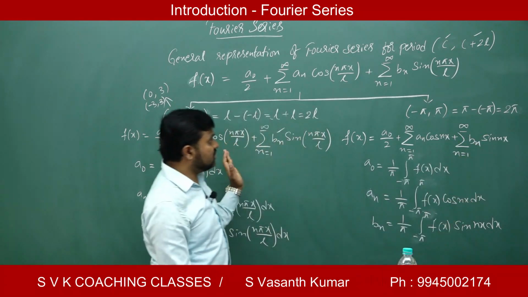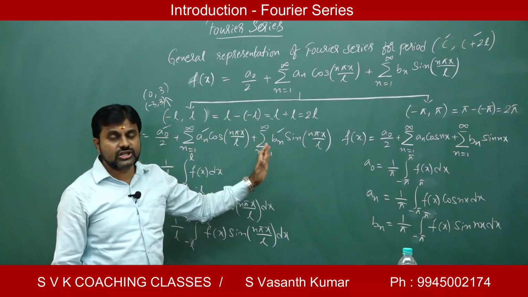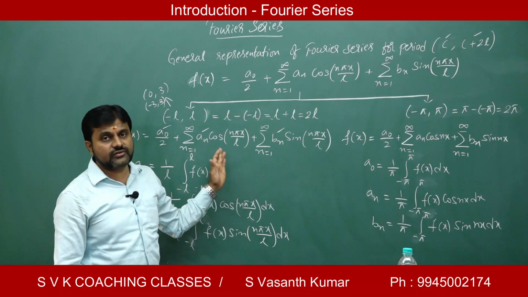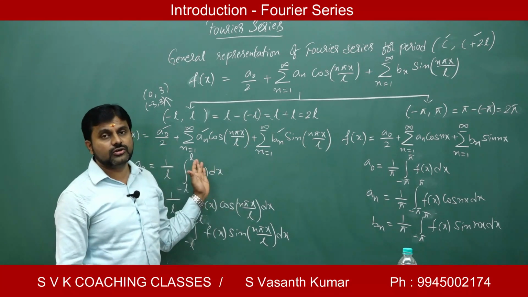That is why it is named period 2L with an arbitrary constant, and here we have period 2 pi. This series is called the full range series. So that's why we are finding Fourier series of periodic functions of period 2 pi and period 2L.